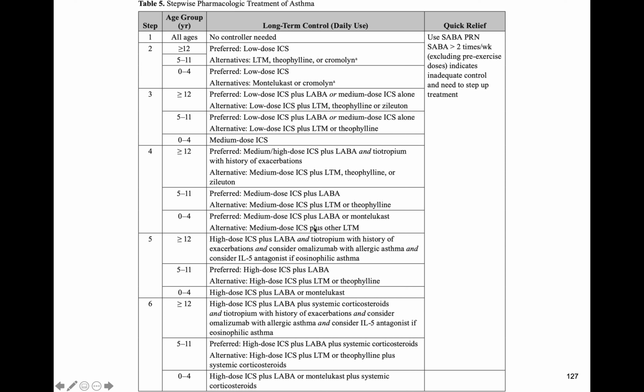So study this chart, it helps you guide your treatment. Obviously, the worse the step, the higher the treatments will be. Like in this example, high-dose inhaled corticosteroid plus a long-acting beta agonist plus systemic corticosteroids, like a short course of prednisone, and tiotropium, and omalizumab, such and such and such.